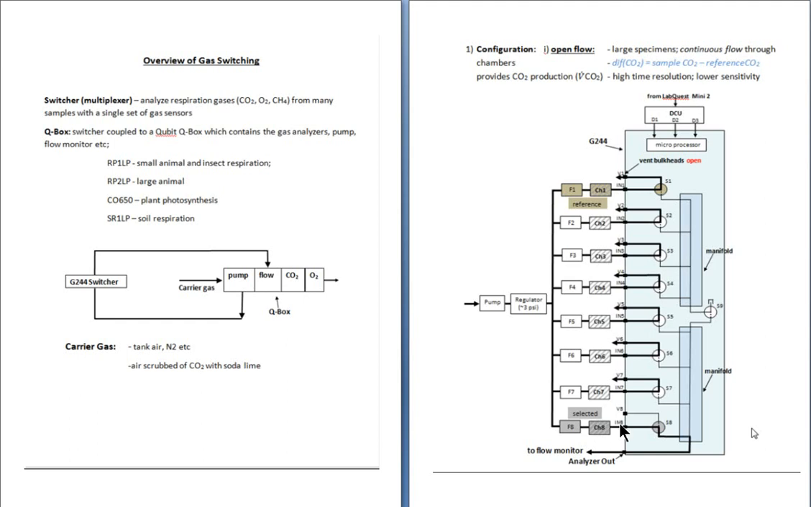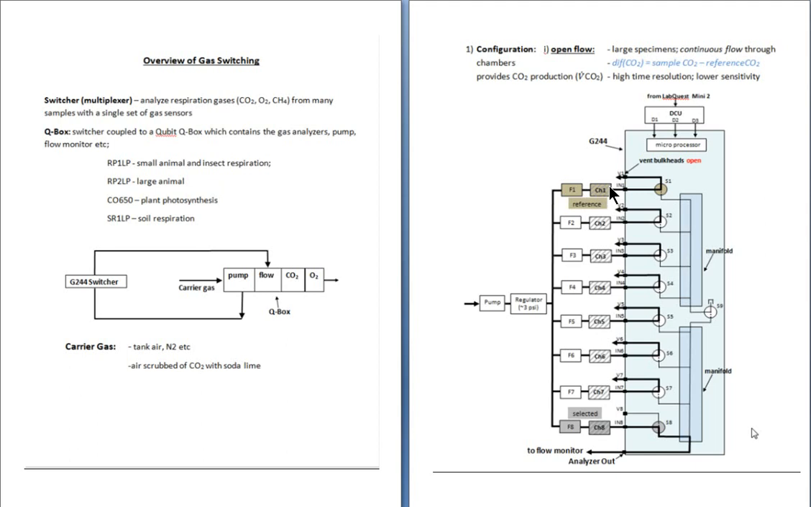The data of interest in open flow is the differential. In other words, the difference between the gas concentration in the selected sample and the reference. Channel 1 is always reserved for the reference. Usually the reference means simply an empty chamber so that you can measure the background carrier gas.